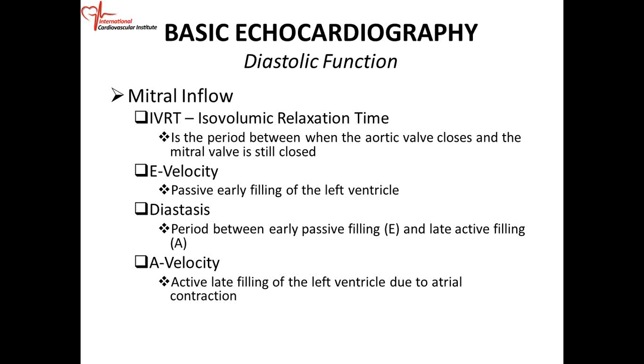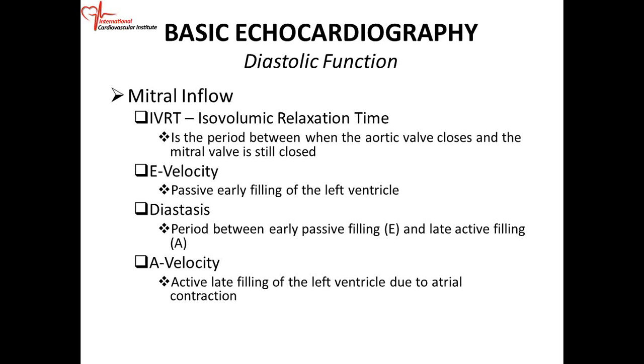Okay, IVRT. So the aortic valve is closed and the mitral valve is closed just before the mitral valve opens. And that's the first portion of diastole, because systole ends with the closure of the aortic valve. And now you're going into diastole. The heart is going to fill with blood, but it has to relax a little bit first, and then the mitral valve is going to open.